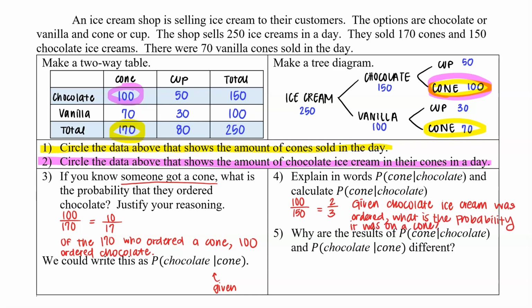5. Why are the results of the probability of cone given chocolate and probability of chocolate given cone different? The probabilities are different because the preceding event, or the given condition, was different. In the first example, the condition was that this person had ordered chocolate ice cream. In the second example, the given condition was that it was ordered on a cone.